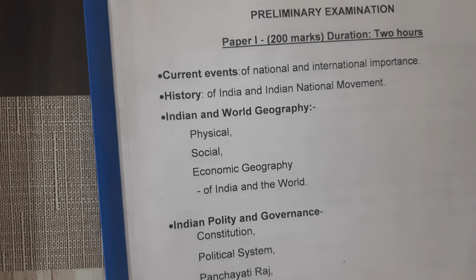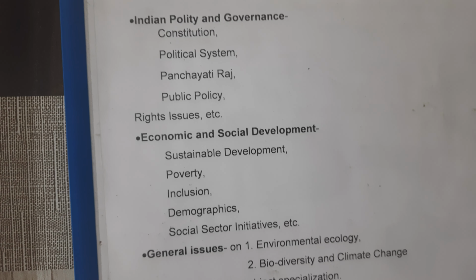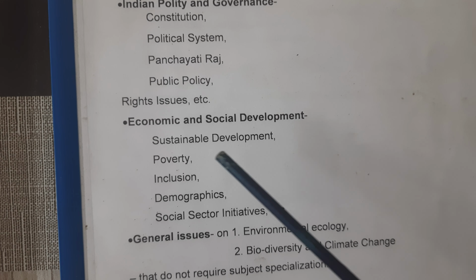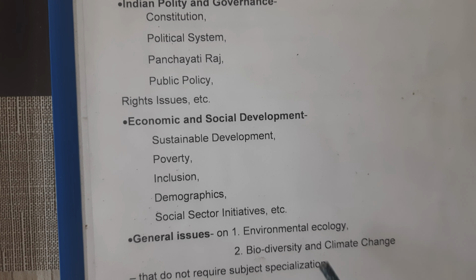Next is economic and social development. It consists of these topics: sustainable development, poverty, inclusion, demographics, social sector initiatives, etc. And general issues on environment, ecology, biodiversity and climate change. These do not require subject specialization, and they are telling general science.